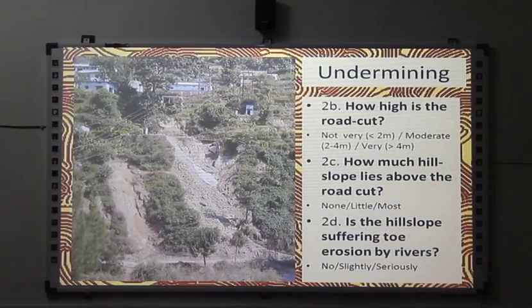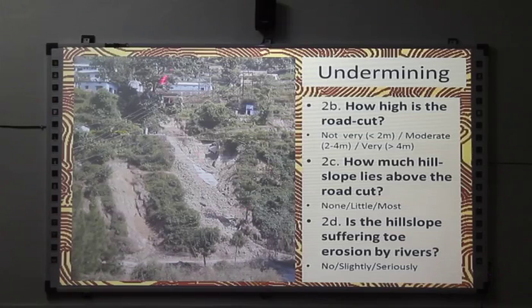How high is the road cut? Sometimes that's difficult to observe. This is a road doing a loop here. So there's your road cut. And as you can see, it's contributing debris down the slope, burying this road below. Possibly you'd say that's the height of the road cut, possibly it's up to there. Very difficult to say sometimes.